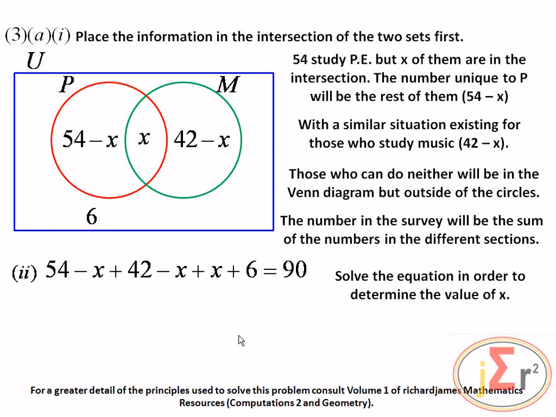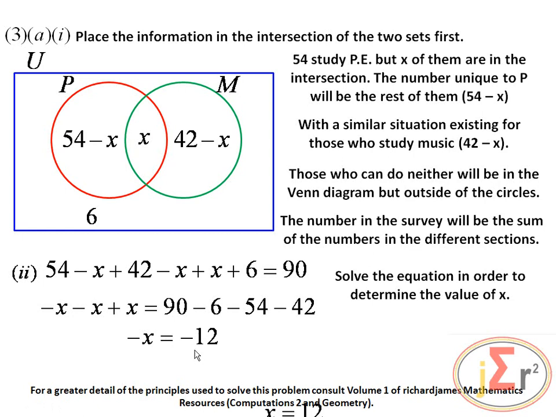Next, we will solve the equation to determine the value of x. So, all of the x's remain on the left-hand side, and on the right-hand side we transpose all of the numbers. Negative x is equal to negative 12. So, positive x is equal to positive 12. So x is equal to 12.